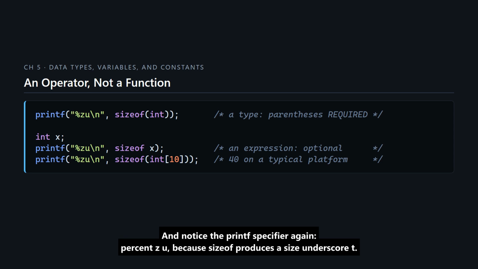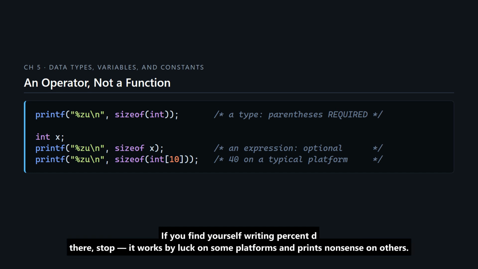And notice the print specifier again, %zu, because sizeof produces a size_t. If you find yourself writing %d there, stop. It works by luck on some platforms and prints nonsense on others.